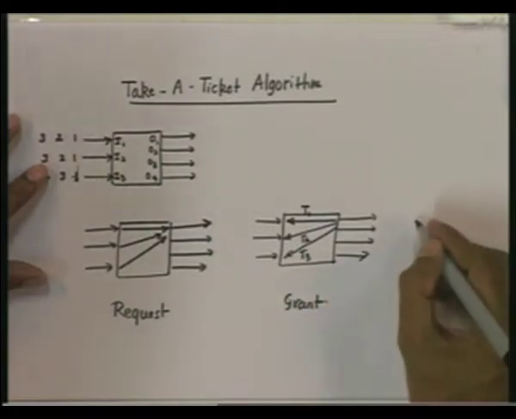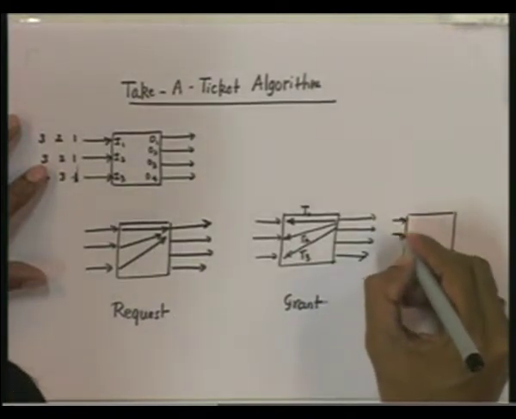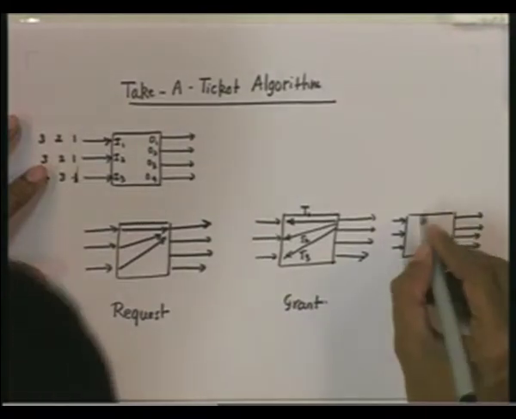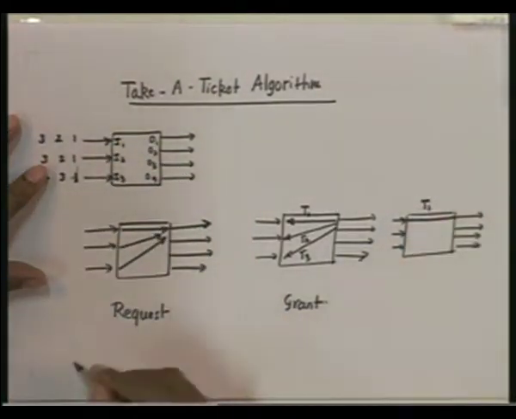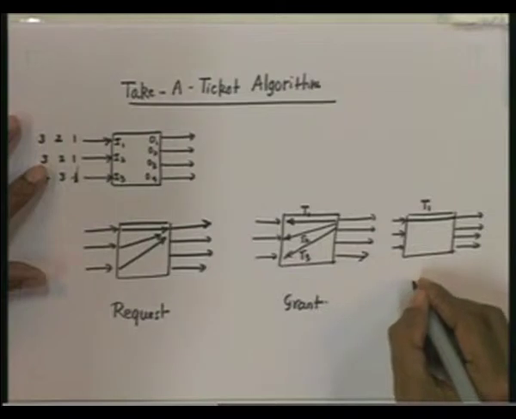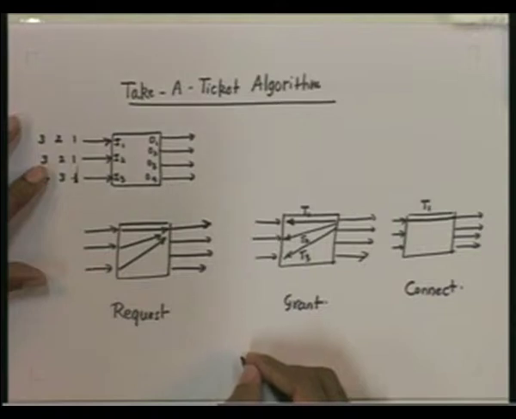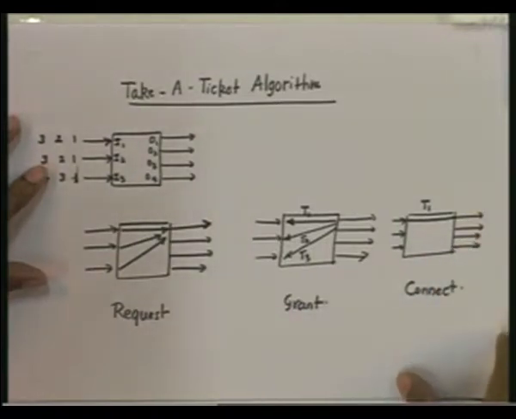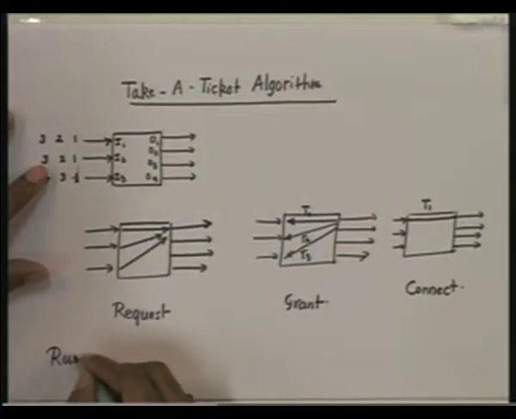Now the first time, the connect phase would be that input port 1 would be sending a packet. So this is time T1. This is the connect phase, and this is what will happen in round 1.